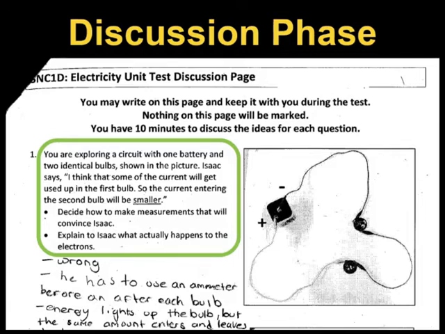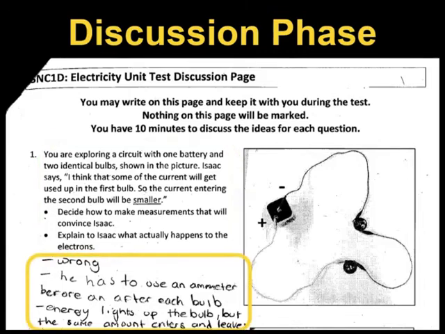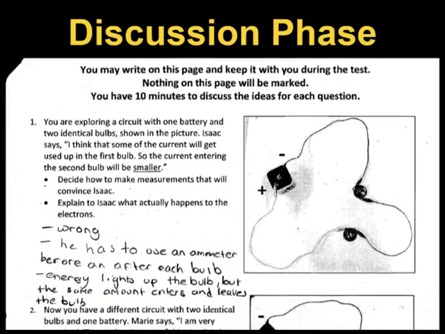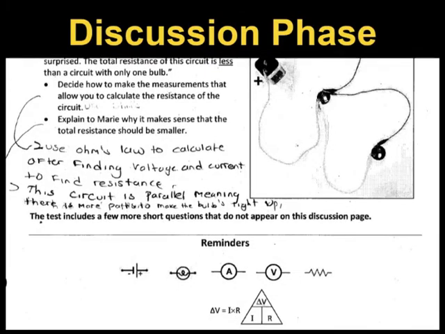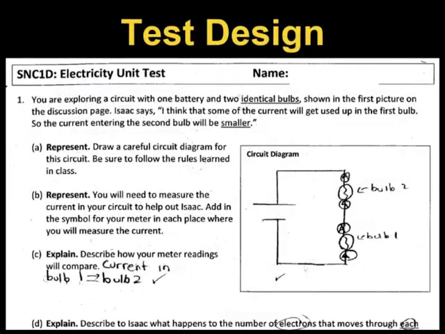There's a realistic picture for them to refer to. And on this page, students are welcome to jot down whatever notes they think are helpful from those discussions. They get to keep this page with them in the next part of the test. There you can see question number 2, and a reminder that there will be a few more short questions on the test that aren't appearing on the discussion page, and a reminder of our circuit symbols and some of our mathematical equations. Now, in the design of this test, the discussion phase comes first.